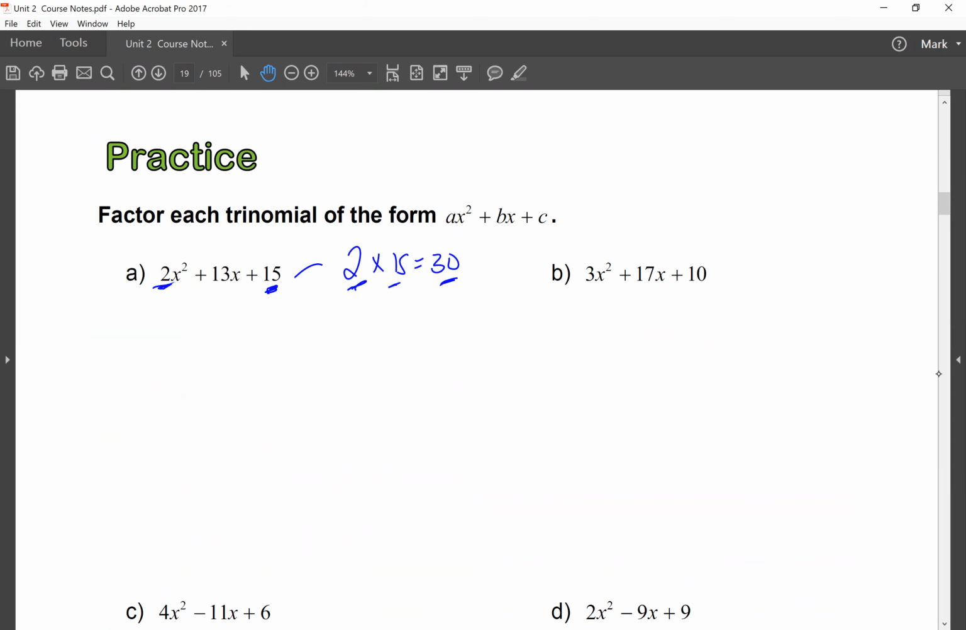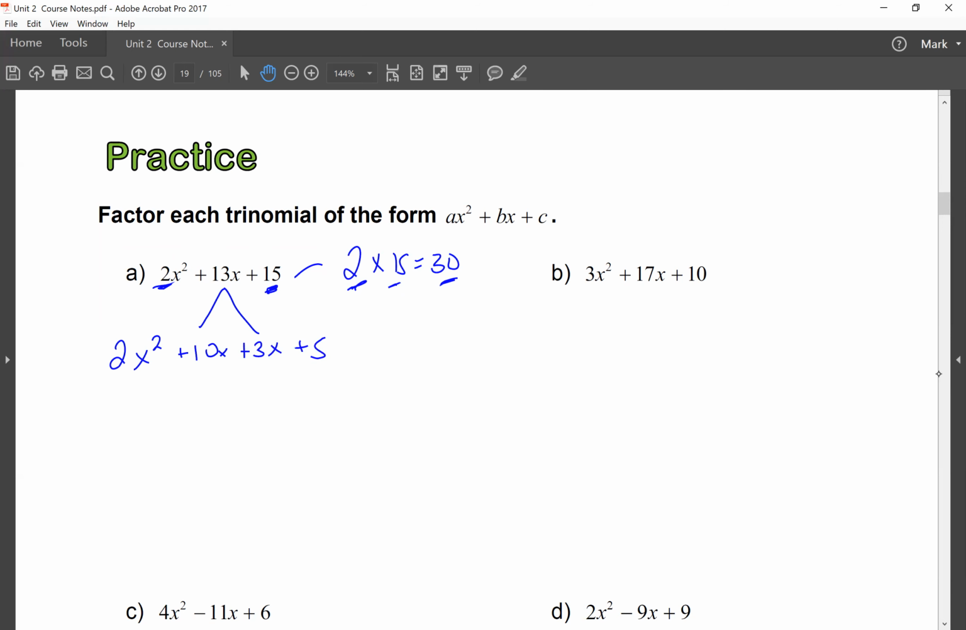Now, like again, maybe it's because I've been doing this for years, but I can immediately think of 3 and 10. 3 times 10 is 30. 3 plus 10 is 13. So what I'm going to do is split this number here into that 3 and 10. So I'm going to write 2x squared plus 10x plus 3x plus 5.